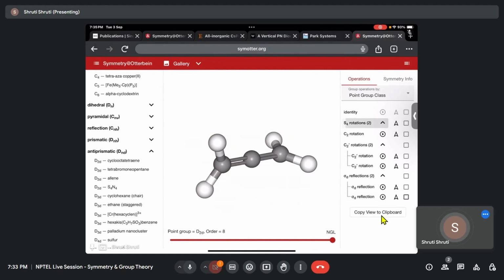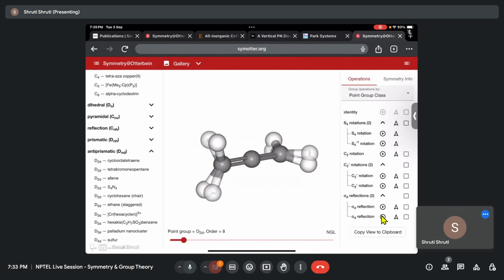Now it also has S4. S4 means rotation by 90 degrees and then perpendicular reflection. So this is a 90-degree rotation, then perpendicular reflection. From both sides, whether you do clockwise or anti-clockwise, it does not matter. This is symmetrical, since all the 4 bonds on the terminal carbon atoms are H only.